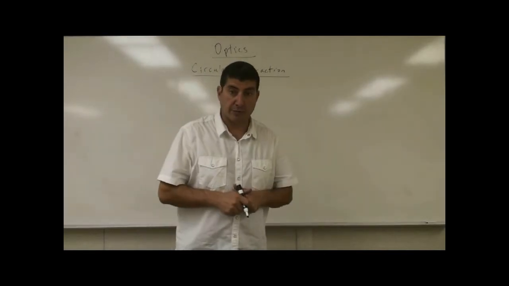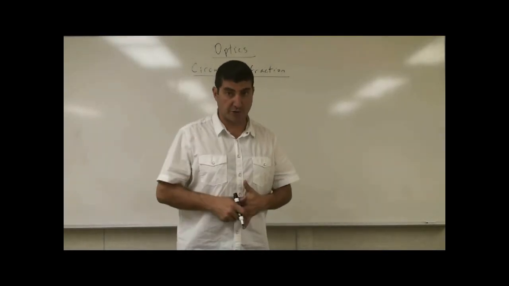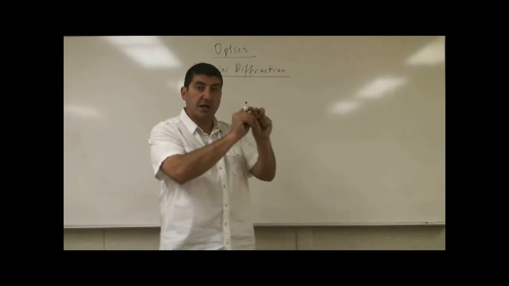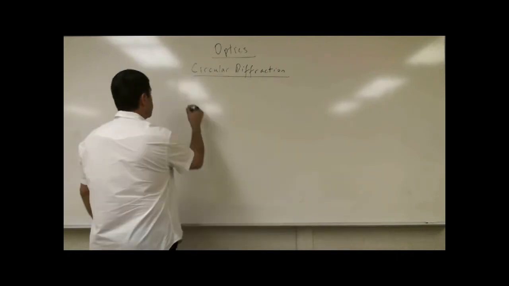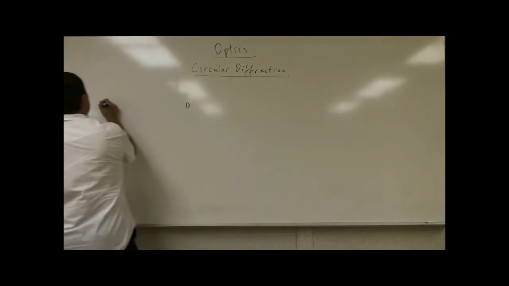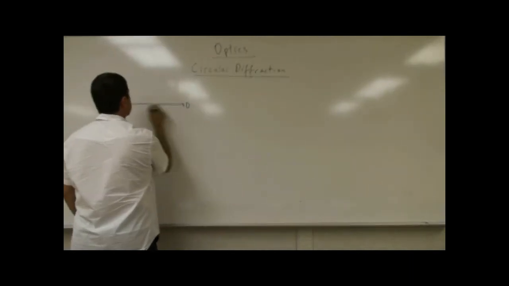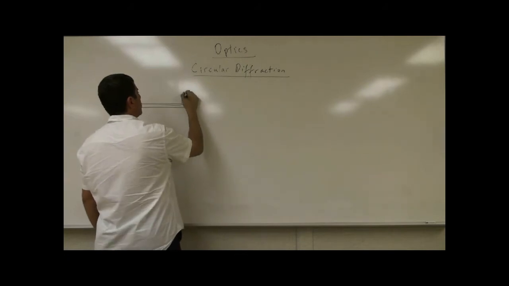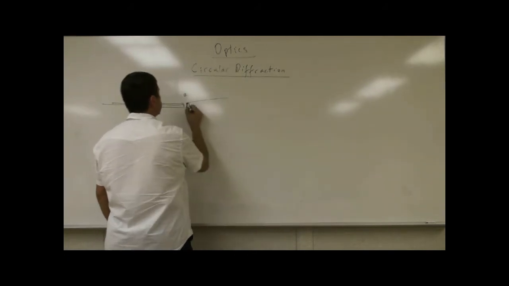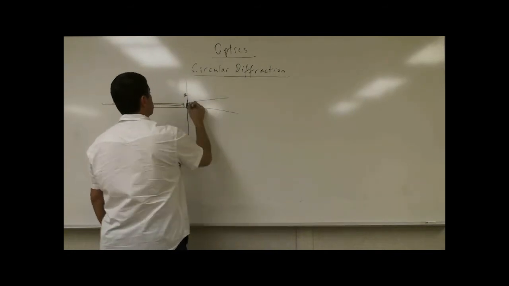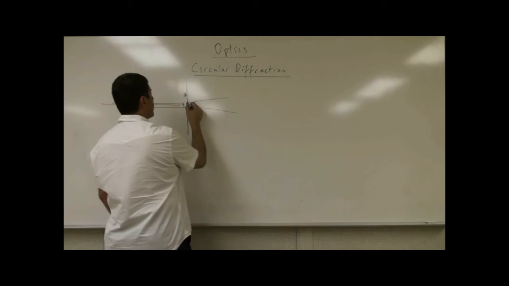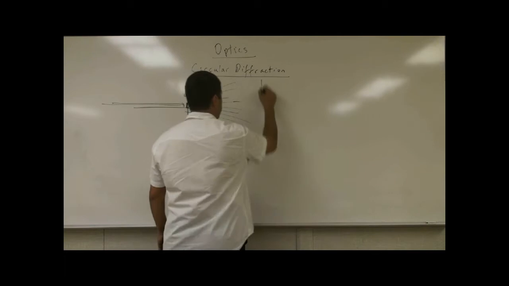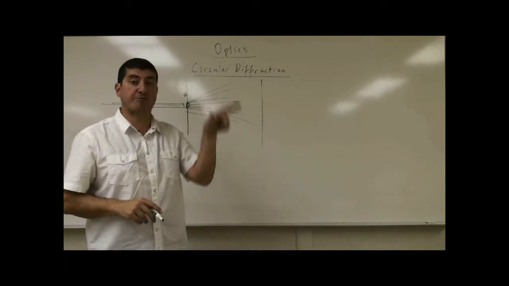We're going to do a couple problems on the concept of circular diffraction. This has to do with a beam of light that's coming and going through an opening that's circular in nature. The diameter of the opening is A, and the beam of light diffracts outward. And then on a screen, it forms a circular diffraction pattern.